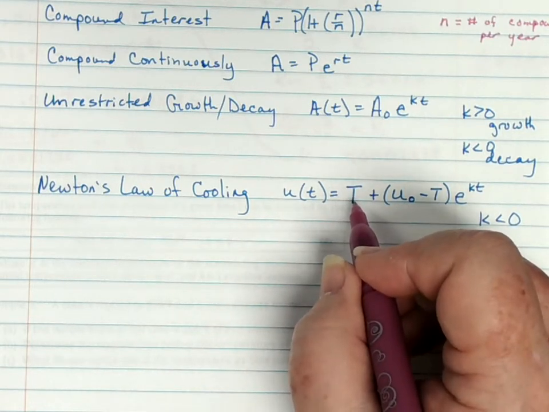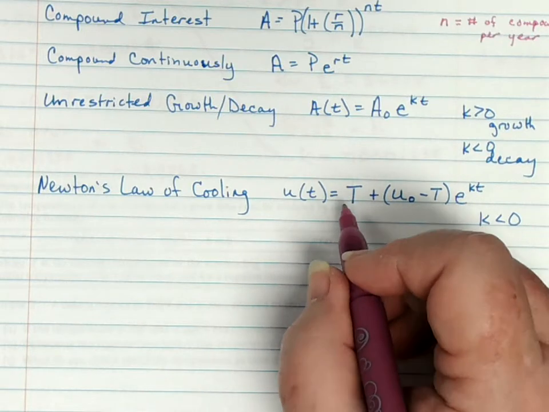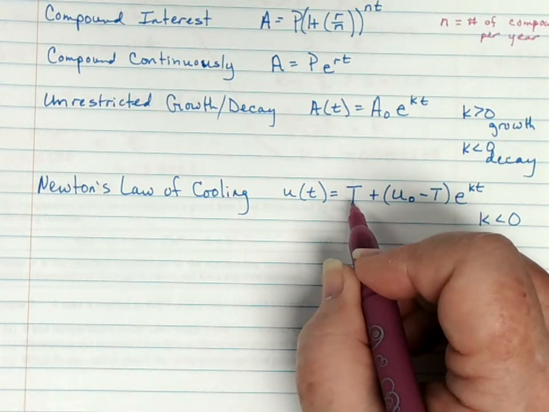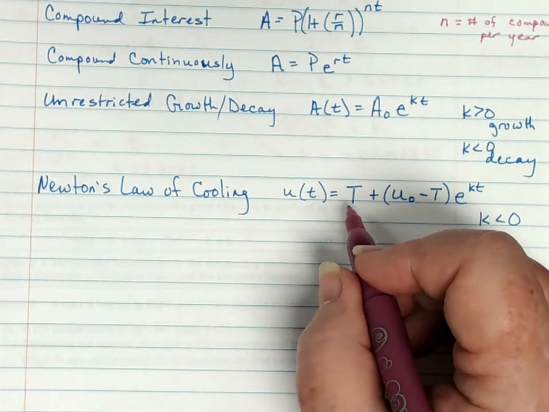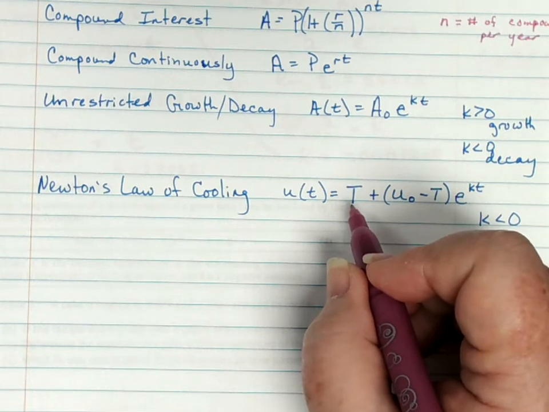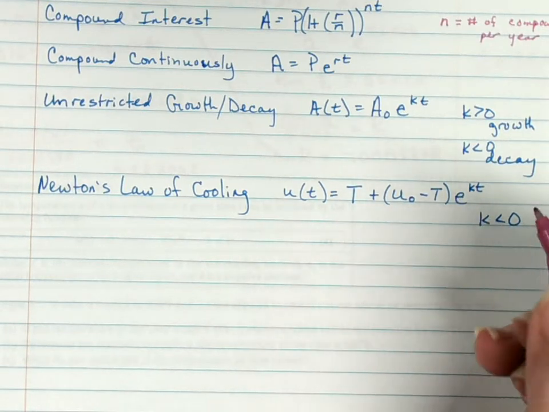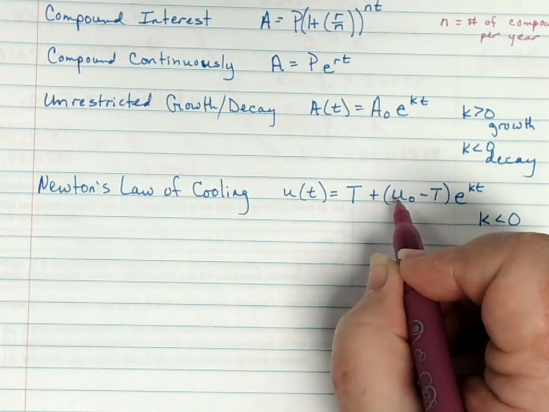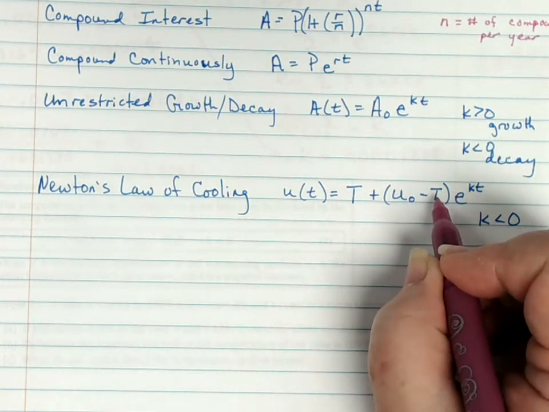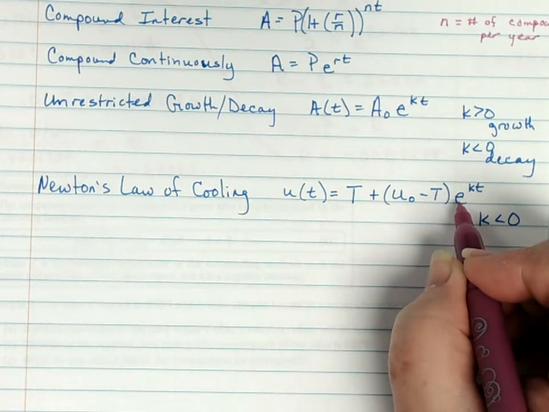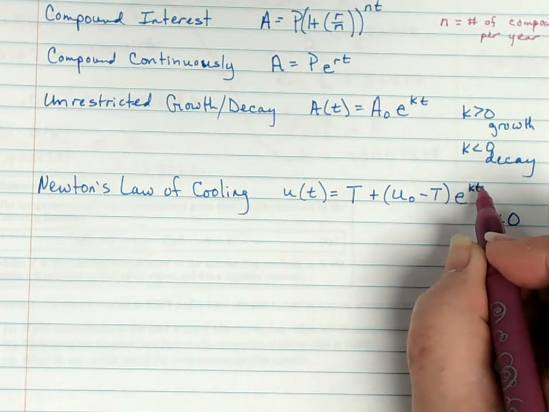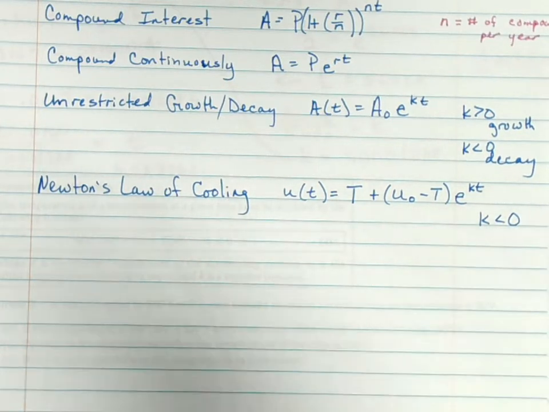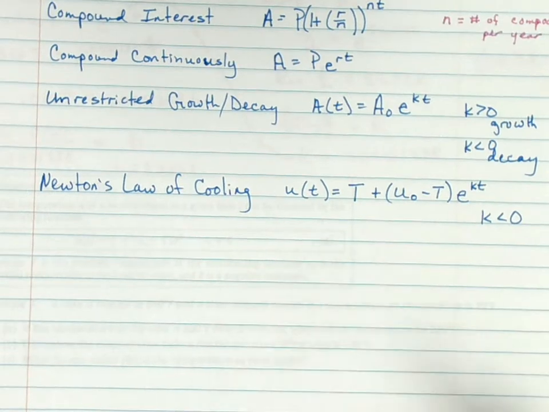ambient temperature, or the temperature of the air in the room. Some people call it room temperature. It could be, if the room is the refrigerator, it'd be refrigerator temperature. If it's freezing in Wisconsin, this temperature would be the outside temperature if you had the cake outside. So that's the ambient temperature. The initial temperature of your object, once again, minus the ambient temperature, times e to the kt, and K is a constant. This is cooling. This is a decay problem. So our K value here is negative.